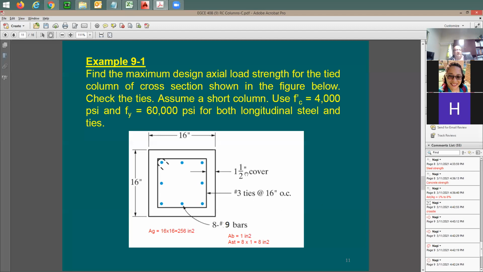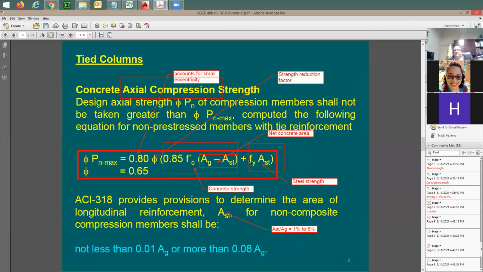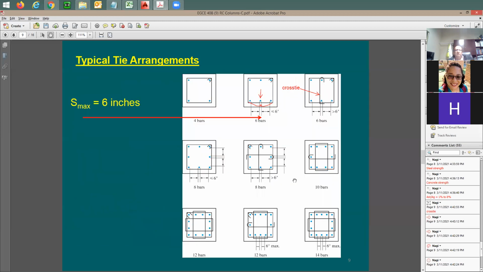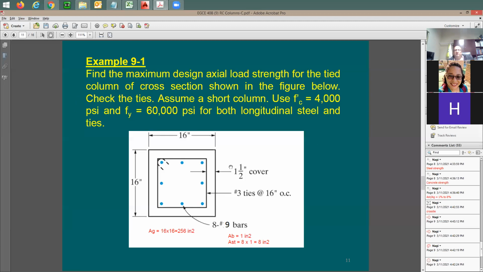Now, do you think I need the cover for any of my analysis here? Did you see the cover getting involved in my design or no? How about the tie size and the spacing? Look at this. Do you see here the cover? Is the cover part of this equation? No, it is not. It doesn't come into this equation. But just give me the complete column section, which is fine.